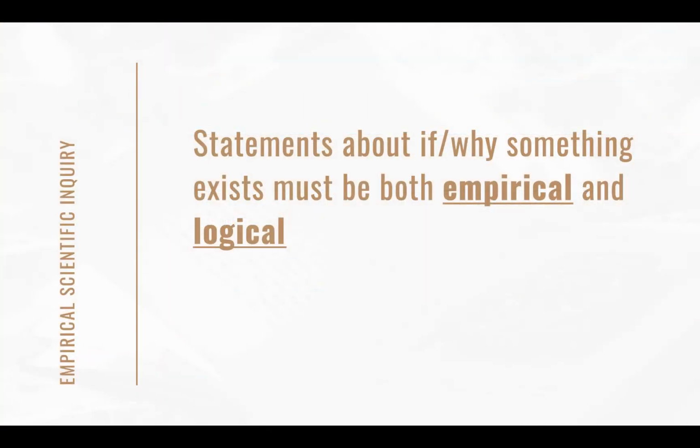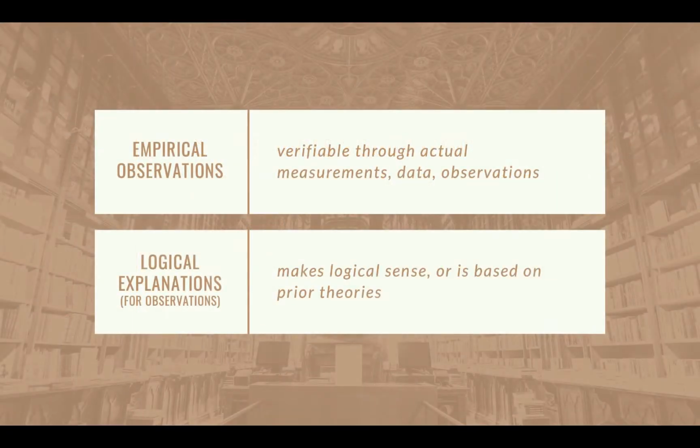The statements that we make about the social world, or about if or why something exists in the social world, have to be both empirical and logical. And what we mean by empirical and logical is that if it's empirical, it means it's based on actual data. It's based on actual observations. That means you are going out yourself and collecting those observations, or you have indirect observations, meaning somebody else actually collected those data, and they're reliable data, they're valid data. You can assert that these are good data and they actually represent what's going on.